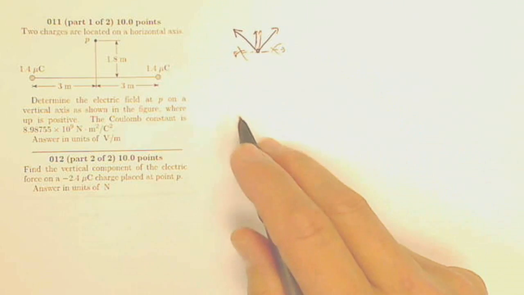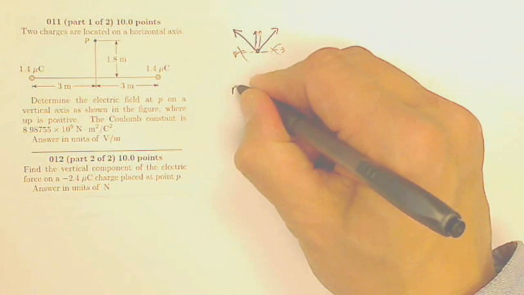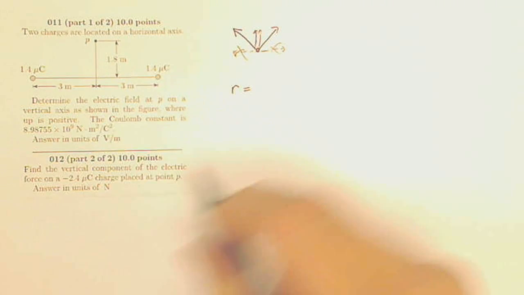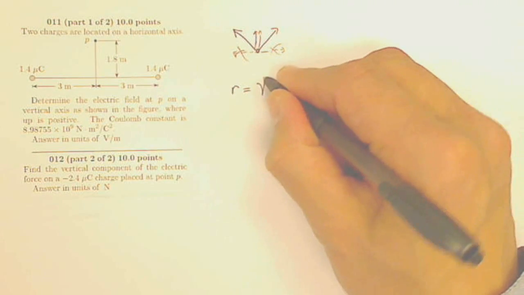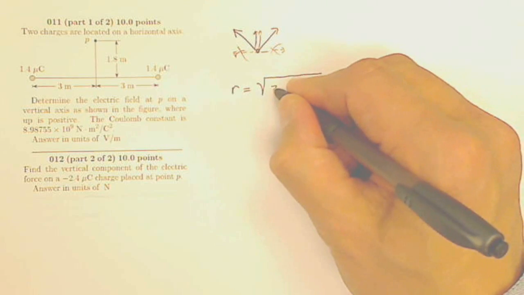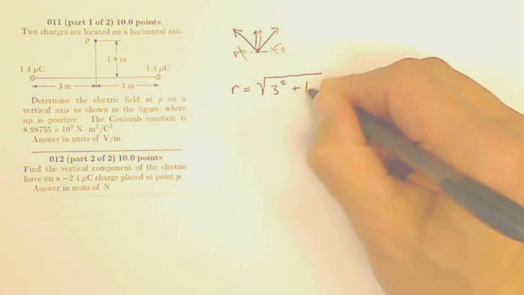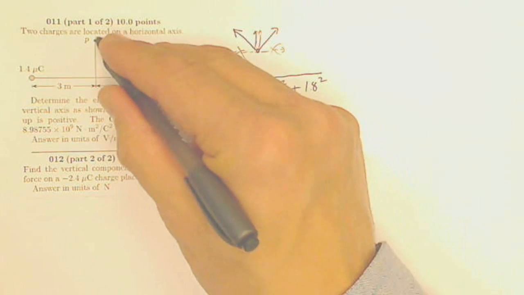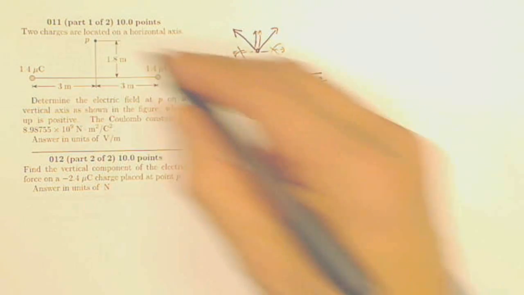So now there are a couple things I need to know. What is my r going to be? Well, my r is going to be the square root of a squared plus b squared. So for me, it's going to be the square root of 3 squared plus 1.8 squared. So that'll give me my r. That's the distance from here to point P, because I need to know that for the r.